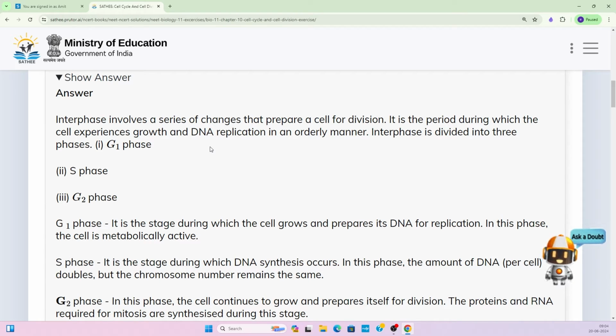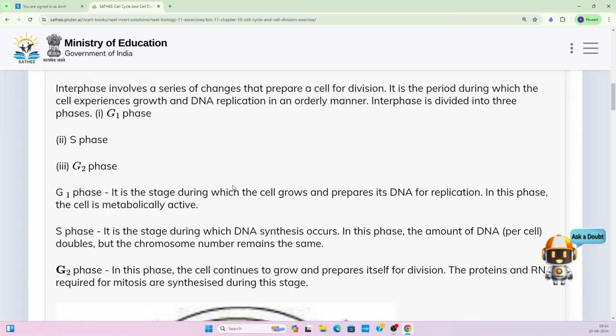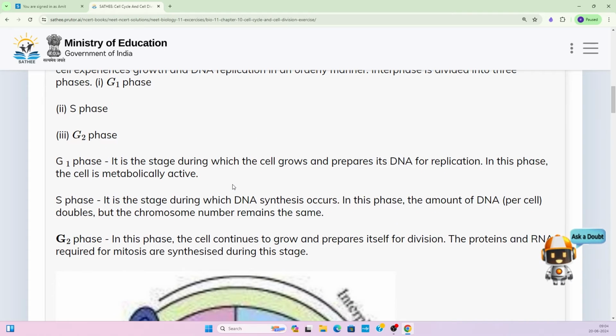The first one is the G1 phase, the second is the S phase, and the third one is the G2 phase. So these are the 3 very important steps into which we can divide the whole interphase, right? So the first one, G1 phase. What happens in the G1 phase actually? It is the stage during which the cell grows and prepares its DNA for the replication.